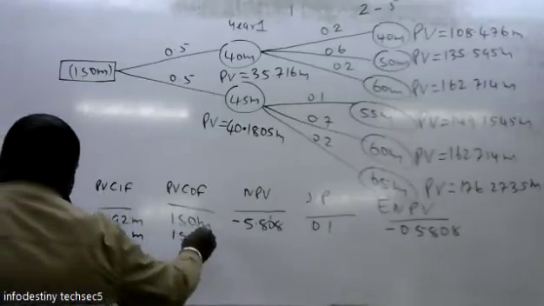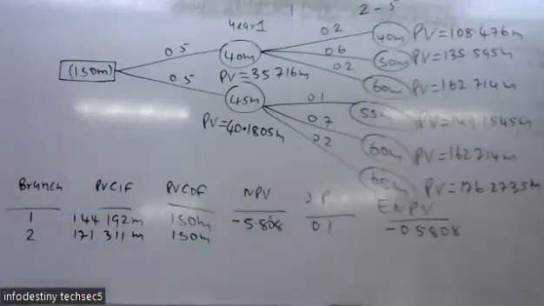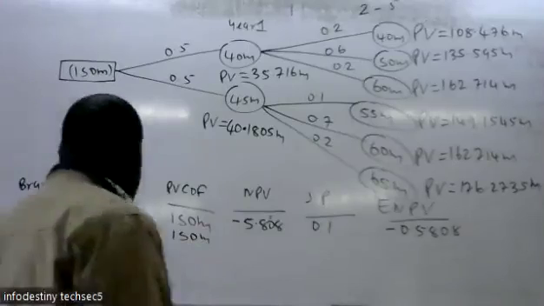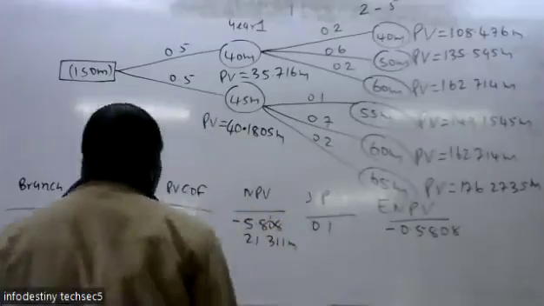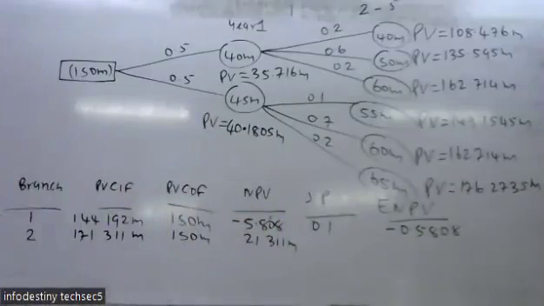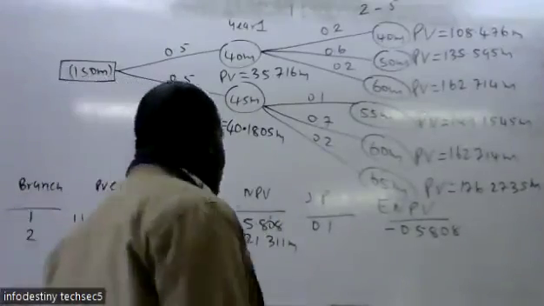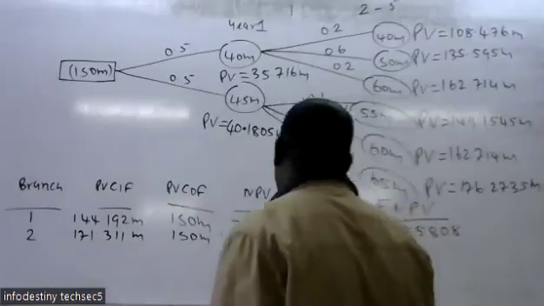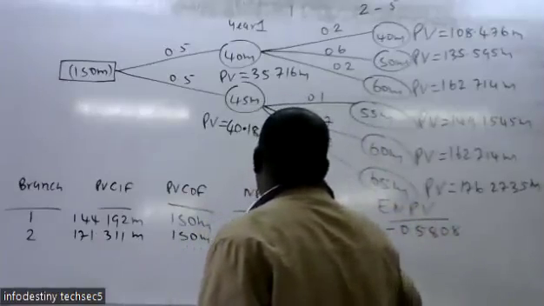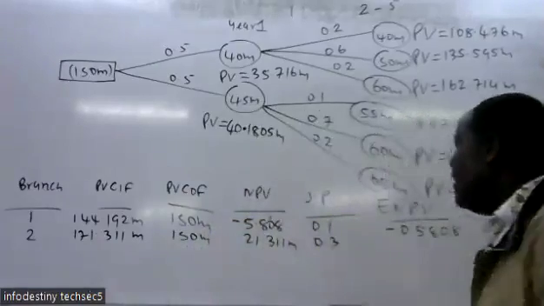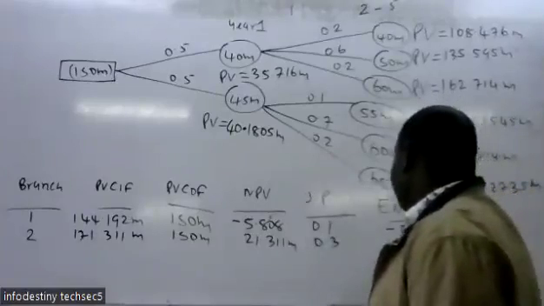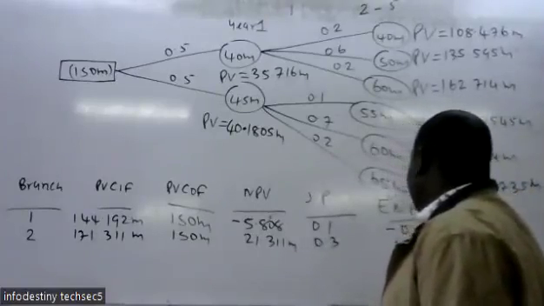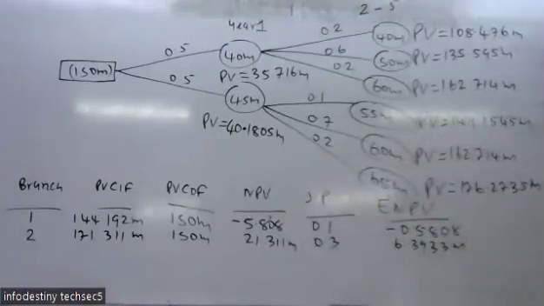The 150 million will not change. So when we subtract, it will be 21.311. Joint probability: multiply 0.5 by 0.6, which is the same as 0.3. Then we multiply 21.311 by 0.3, which gives 6.3933. That's now our branch 2.